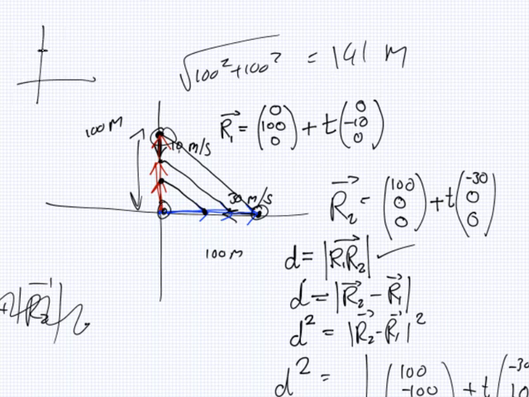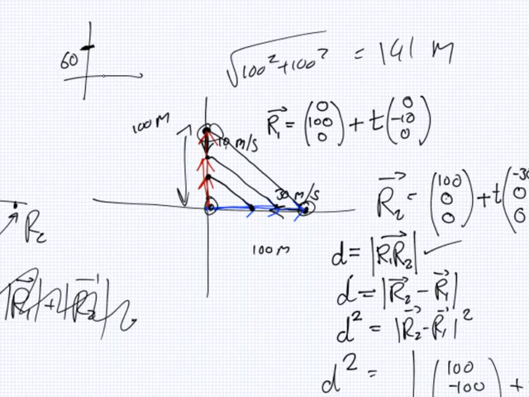Where would the first one be after 4 seconds? 60. And the second one after 4 seconds? The second one is the horizontal. Then to the left. 20 to the left after 4 seconds.